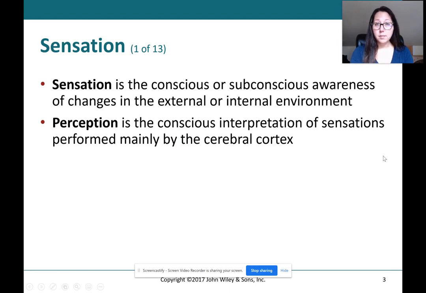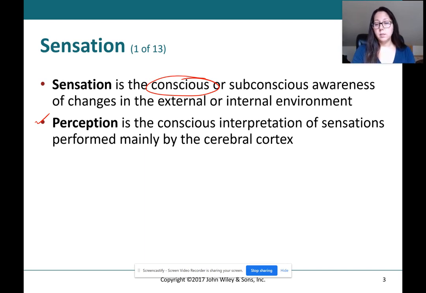Sensation is the conscious or unconscious awareness of changes in our internal or external environment. When we become conscious of something, that means that we are perceiving it. So that is the concept of perception. Perception is the conscious interpretation of sensations performed mainly by the cerebral cortex.